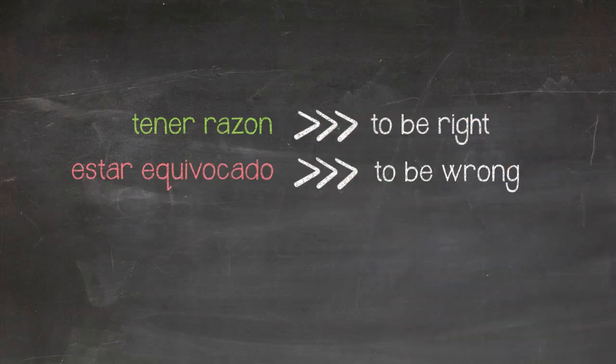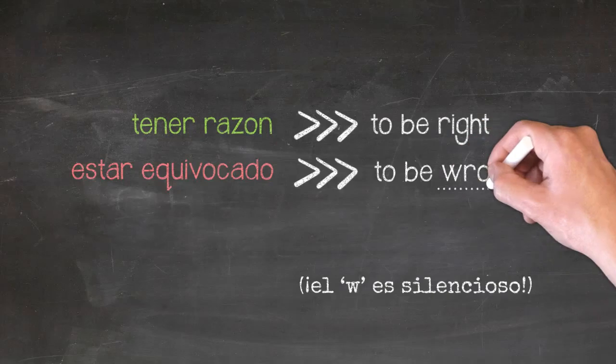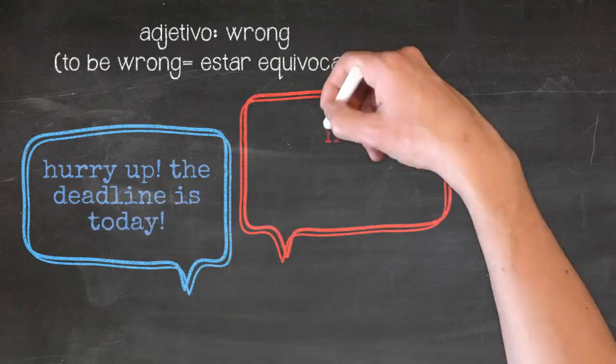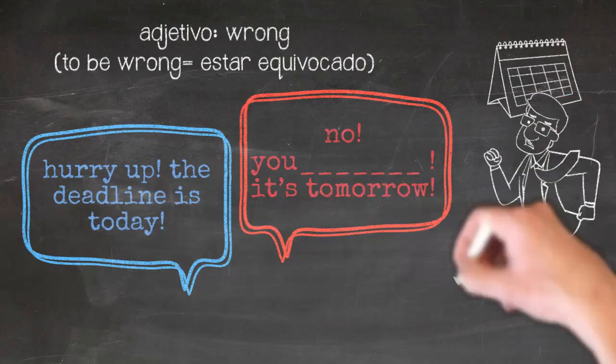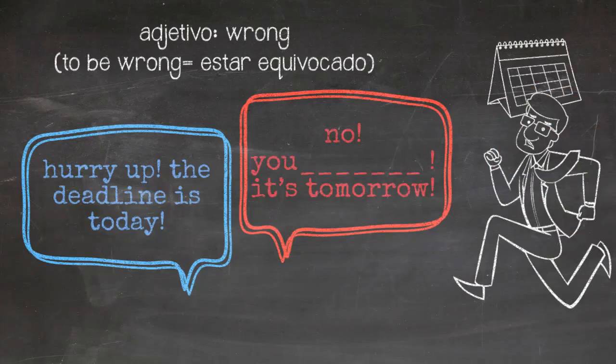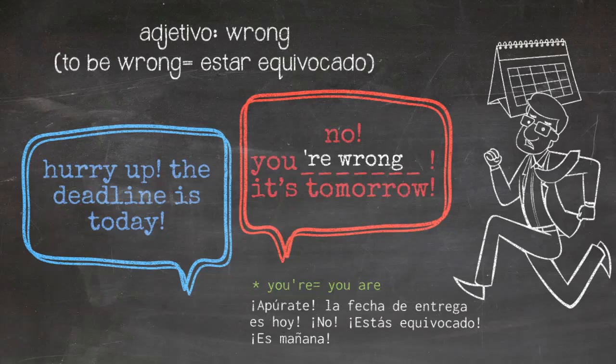Es to be wrong. El W es silencioso. Wrong. Ahora inténtalo con to be wrong. Hurry up, the deadline is today. No, you're wrong, it's tomorrow.